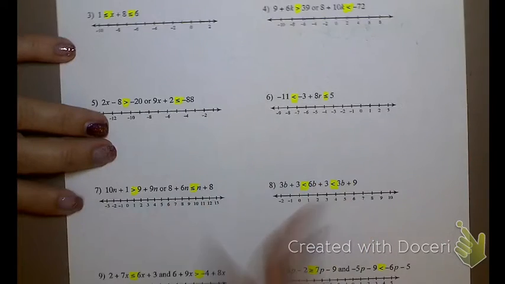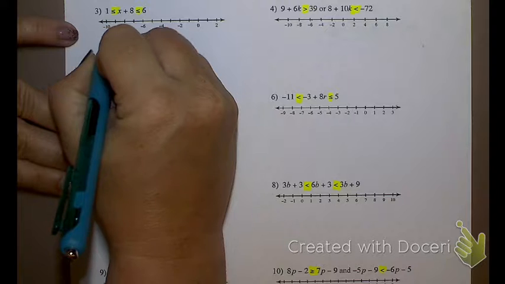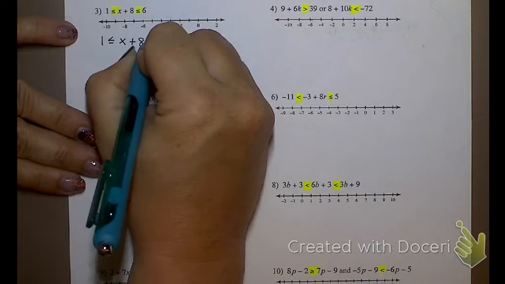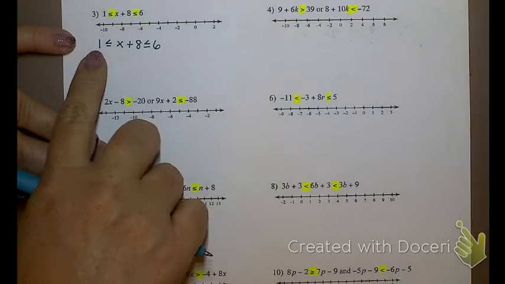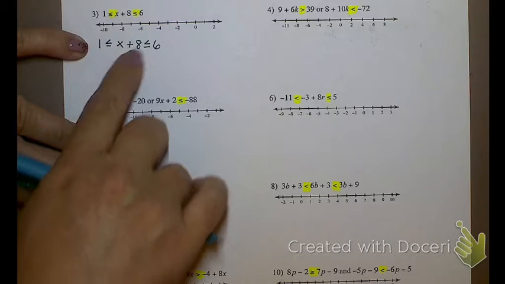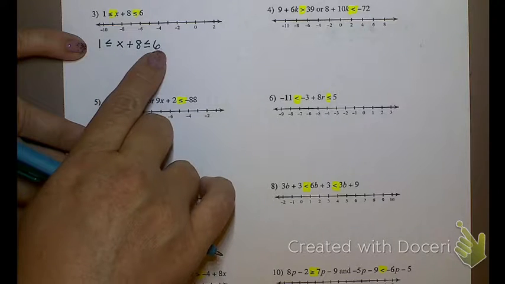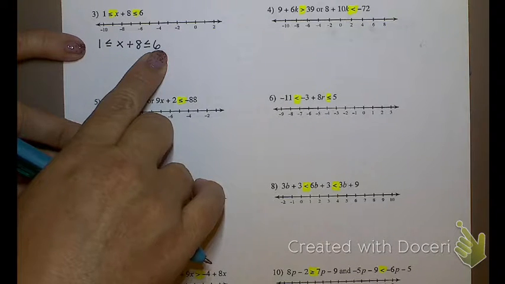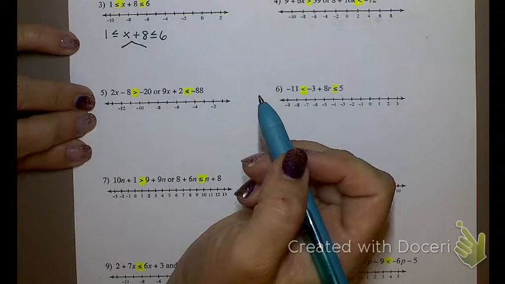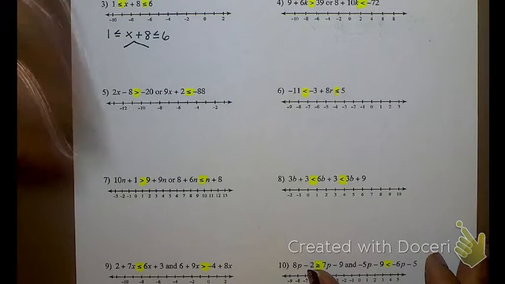And I'll show you why, because as we solve this, if I wrote this down, 1 is less than or equal to x plus 8 is less than or equal to 6. What this is saying is that 1 is less than or equal to this, and also this is less than or equal to 6. Okay? Now, when I have this, I want you to separate it into two inequalities. So how do I split this up?